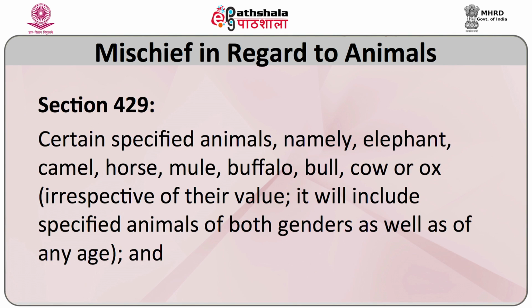Section 429 makes provision for two kinds of cases. Firstly, certain specified animals, namely elephant, camel, horse, mule, buffalo, bull, cow or ox, irrespective of their value. It will include specified animals of both genders as well as of any age.